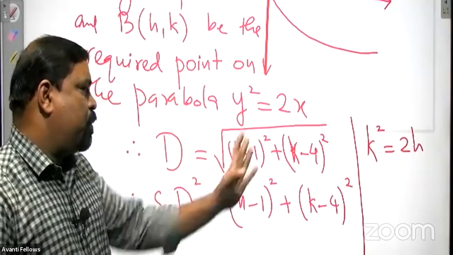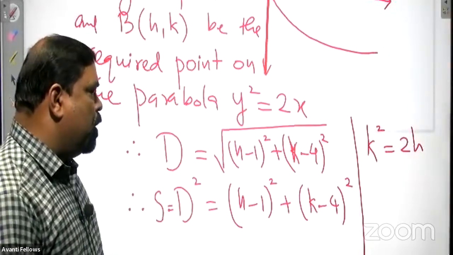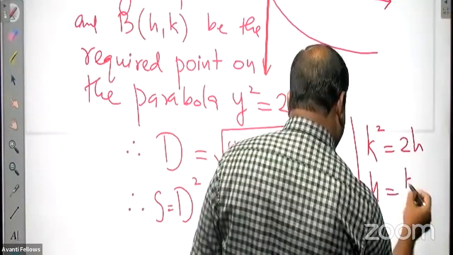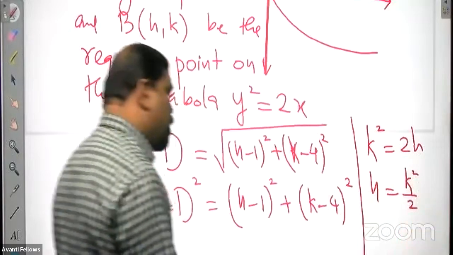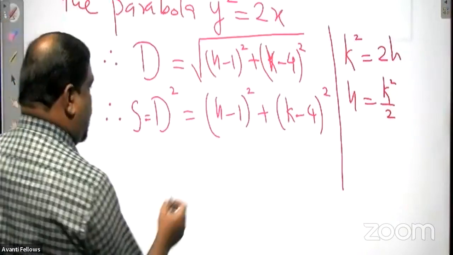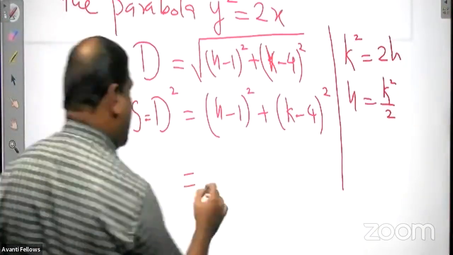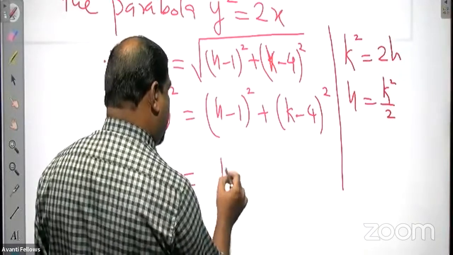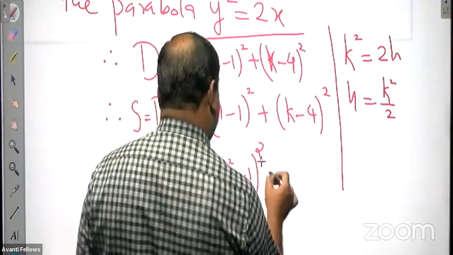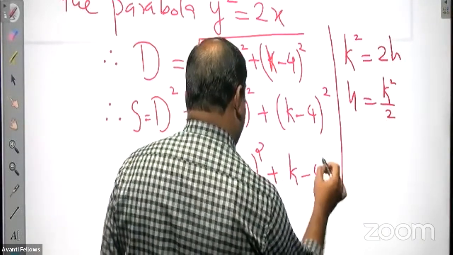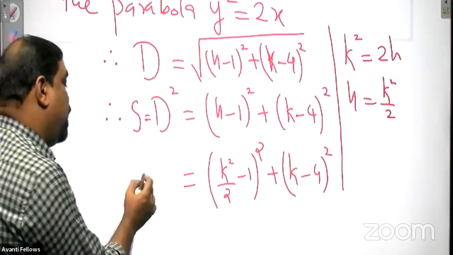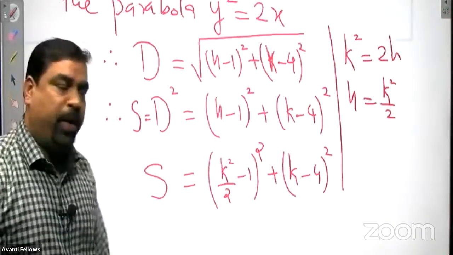So that means k square is equal to 2h, or h is equal to k square by 2. Okay, h is equal to k square by 2. So that we have to substitute here. So d square is equal to, in place of h, we put k square by 2 minus 1 whole square plus k minus 4 the whole square. This is our s. Okay, s is same as d square.